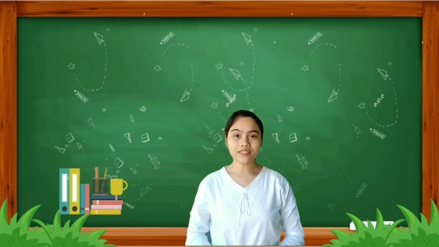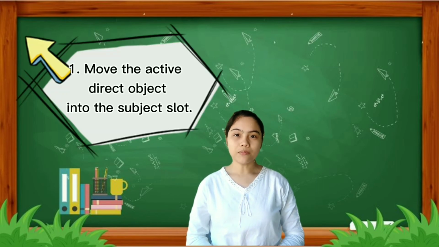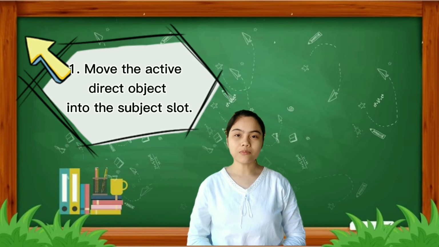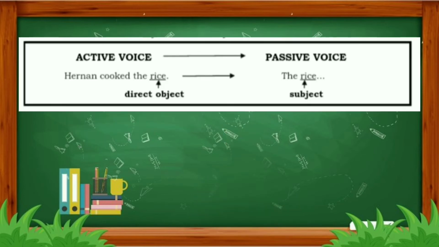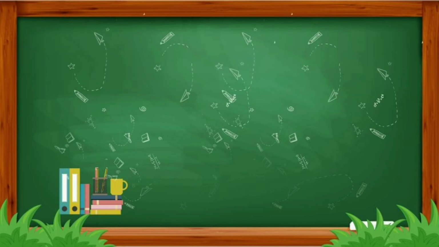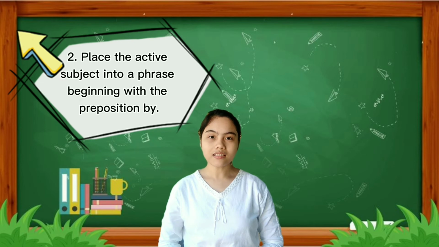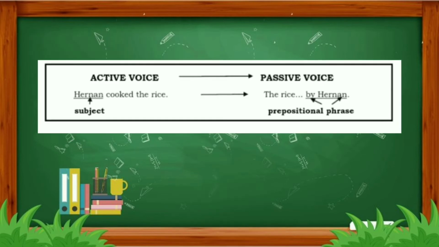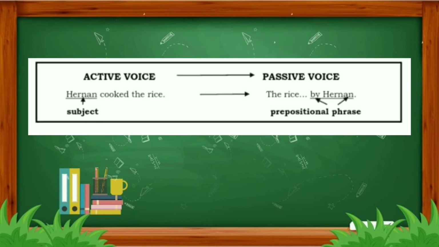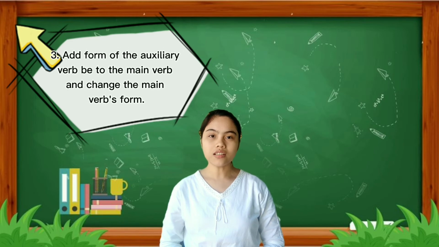To change a sentence from active to passive voice, do the following. First, move the active direct object into the subject slot. Second, place the active subject into a phrase beginning with the preposition "by." Third, add a form of the auxiliary verb be to the main verb and change the main verb's form.